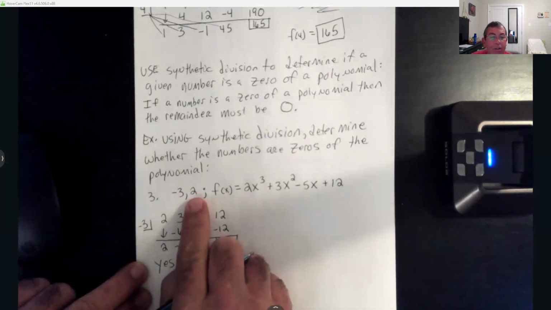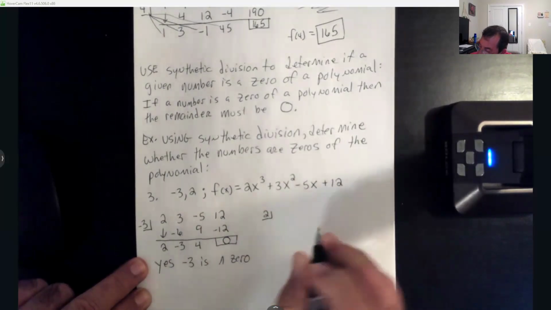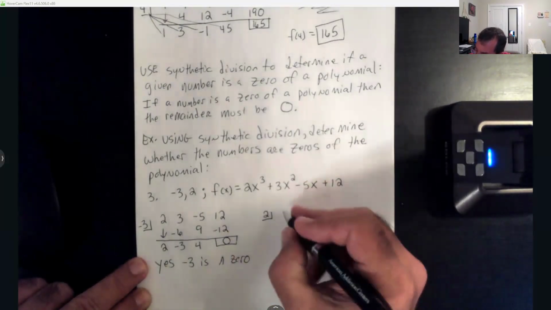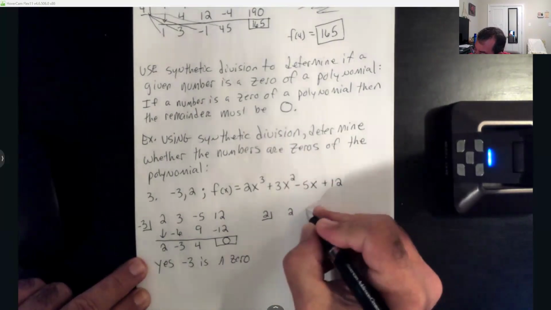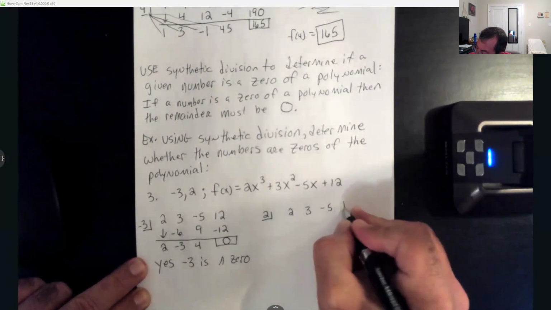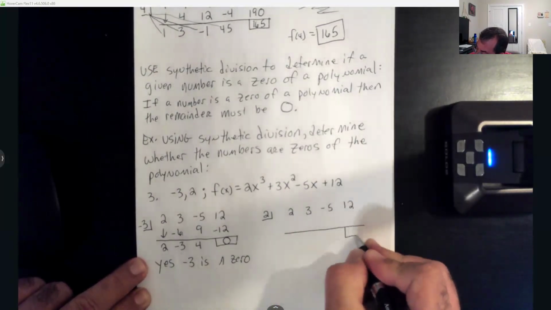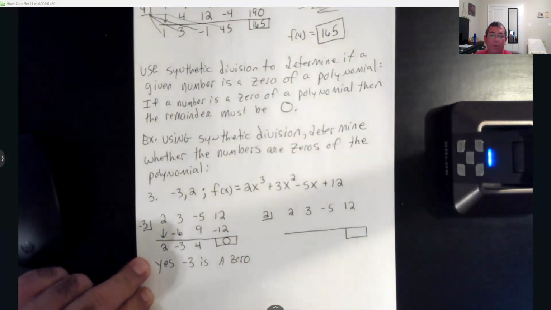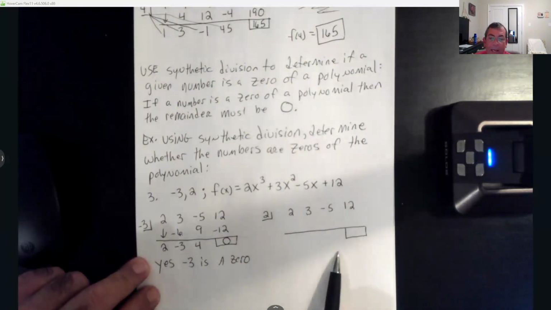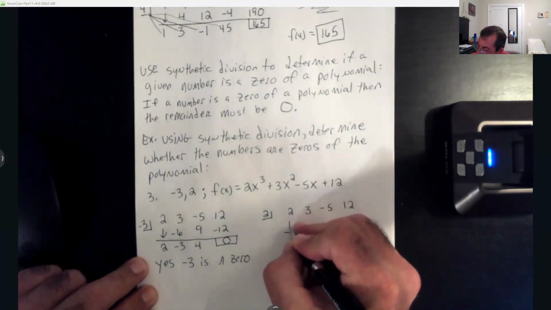So now we got to check 2. 2 is the next number I'm going to check. So I got the same coefficients, 2, 3, -5, and 12. All right, so once again, we're looking for a 0 remainder for yes. Any other number? No. All right, y'all bring the first number down.